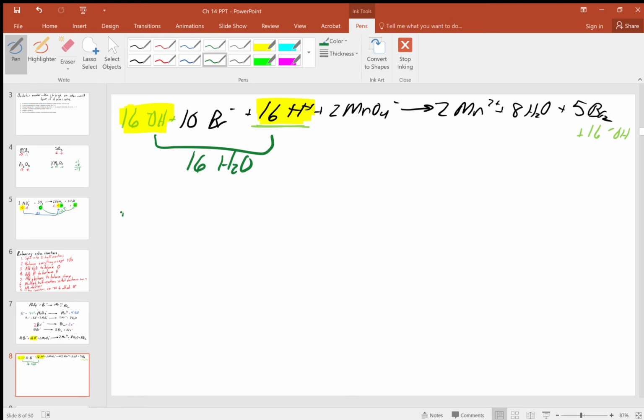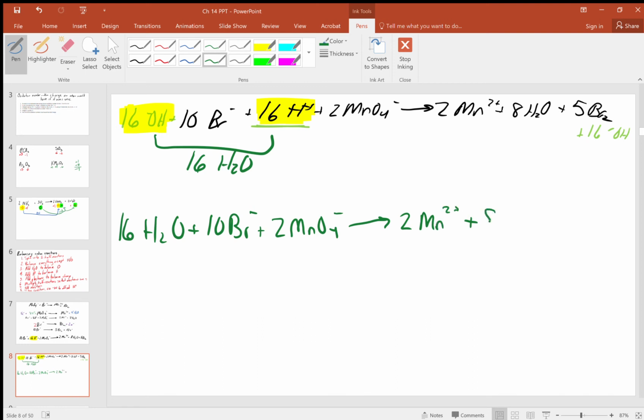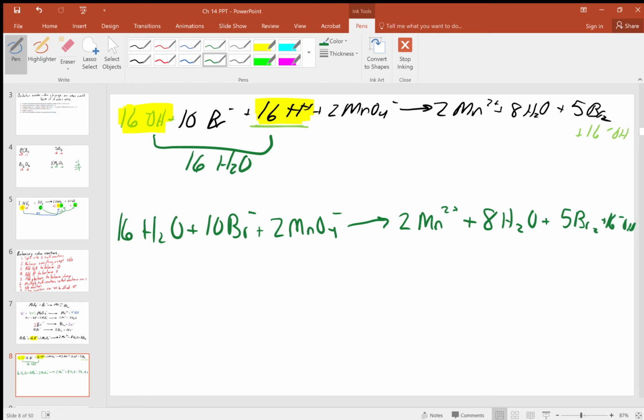So now we get 16 water plus 10 bromide plus 2 permanganate gives us 2 manganese 2 plus, 8 water, plus 5 bromine, plus 16 hydroxide.